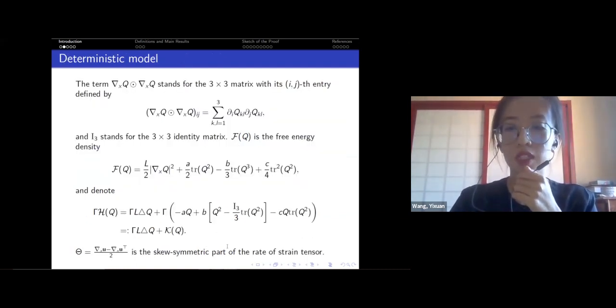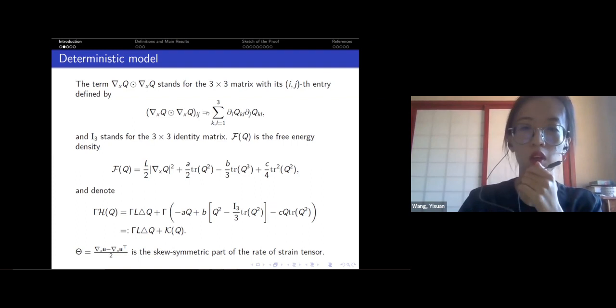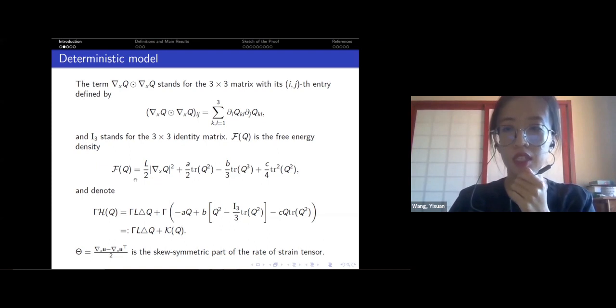Next are some other notations in this equation, like the term gradient of Q times gradient of Q. It's also a 3x3 matrix, and every component is defined like this. I_3 in the equation is the 3x3 identity matrix. F(Q) is the free energy density like this. The difficult things in F(Q) are the trace of Q cubed and the trace of Q squared, squared. We denote its variation H(Q) like this.